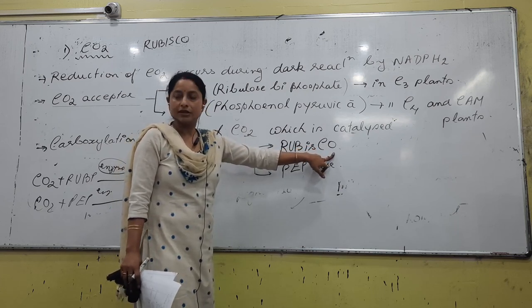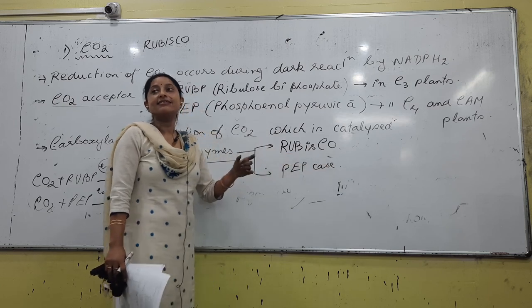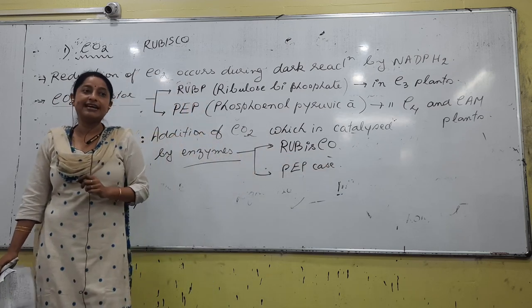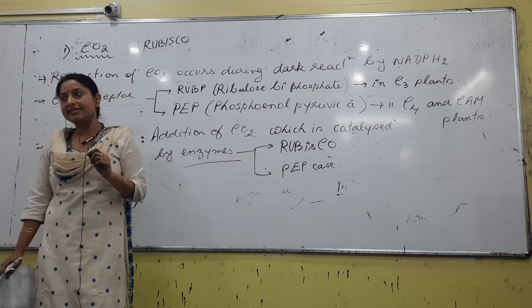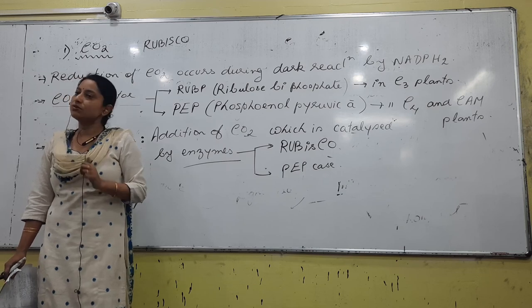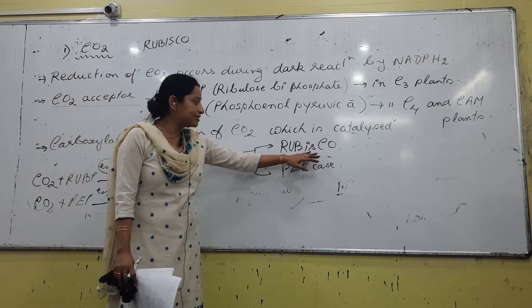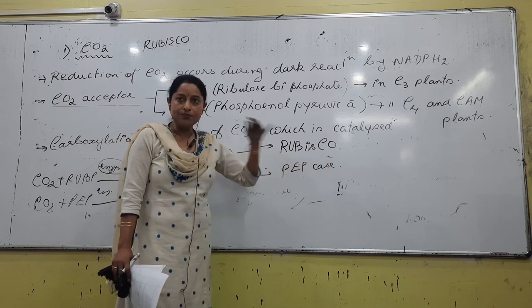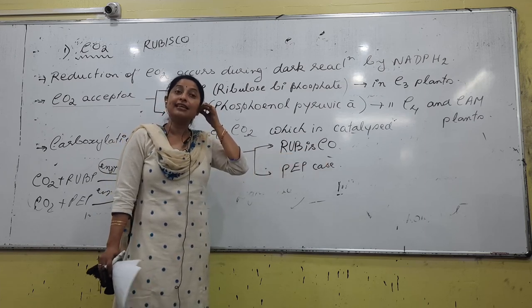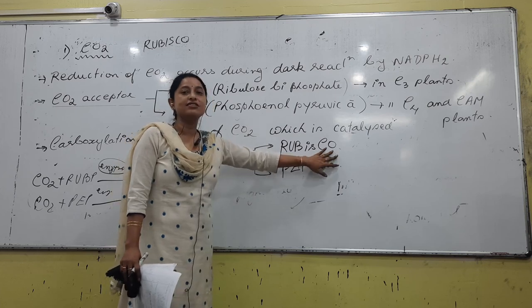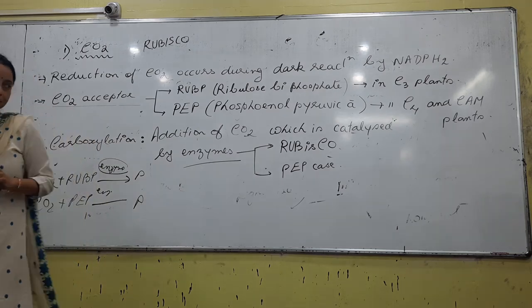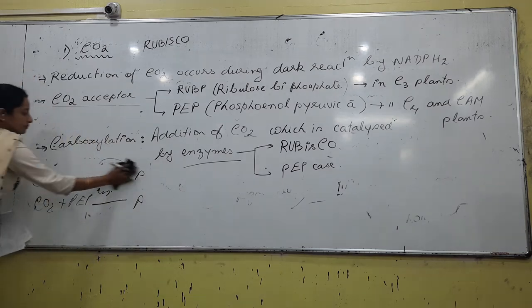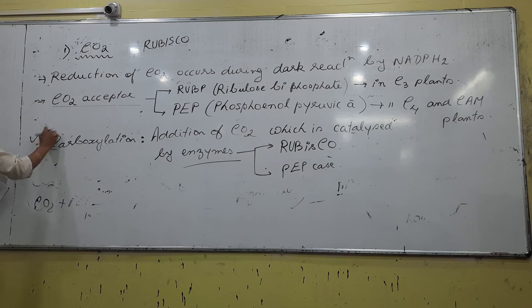Is the point understood? If there is an ASE suffix, what are we talking about? We are talking about an enzyme, right? Carboxylase, oxygenase, with the suffix ASE, so obviously an enzyme. So RUBP takes in carbon dioxide through the enzyme carboxylase; it can also act as an oxygenase, right? These two black points are important.